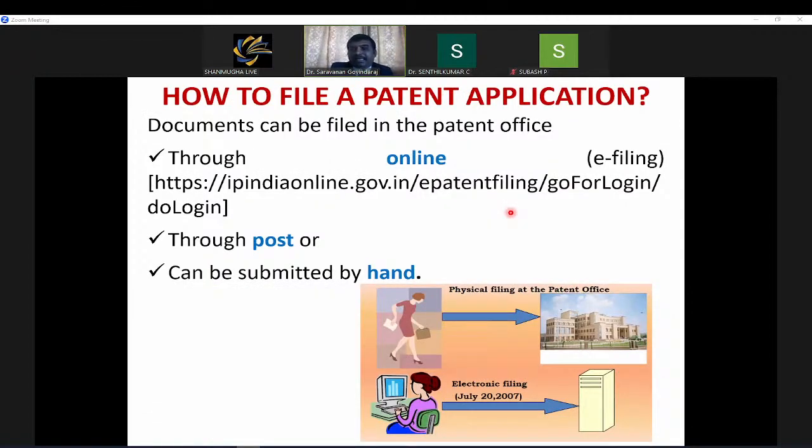So if I want to file a patent, is it necessary to go to the patent office? Nowadays, no. Before 2007, we had to go directly only. After July 20, 2007, they introduced electronic filing. That is nothing but e-filing. From home, sitting in front of a computer, we can file. Or otherwise, no sir, I'm not interested in online. Can I go offline? Yes, you can. You can send it through post also, or you can directly go and hand over the documents.